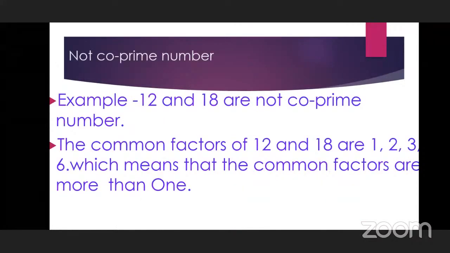Not co-prime numbers. See students, not co-prime numbers means what? Which are not co-prime numbers? We see prime numbers, composite numbers, then co-prime numbers. But which number is not a co-prime number? The example is given: 12 and 18 are not co-prime numbers. So how can we say that 12 and 18 are not co-prime numbers? Because the common factors of 12 and 18 are 1, 2, 3 and 6. Which means that the common factors are more than 1.